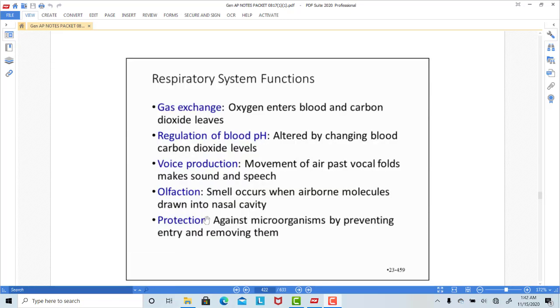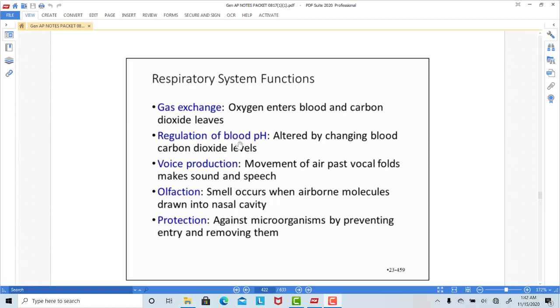So when you look at functions, the respiratory system has a lot of different functions in the body other than just bringing air in. The gas exchange that occurs, oxygen enters the blood and carbon dioxide leaves the blood and is exhaled. That's a very, very important role of the respiratory system. So it brings fresh oxygen from outside the body into the blood via the alveoli, which are the small air sacs of the lungs.